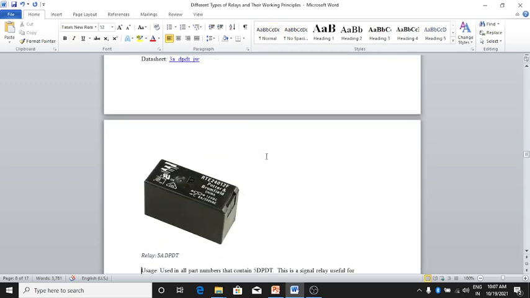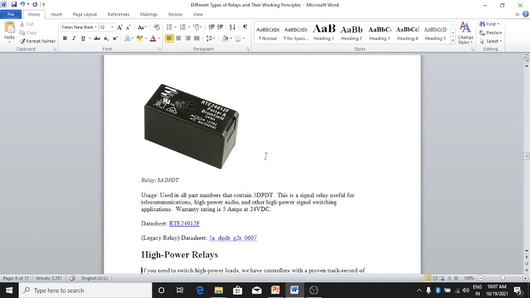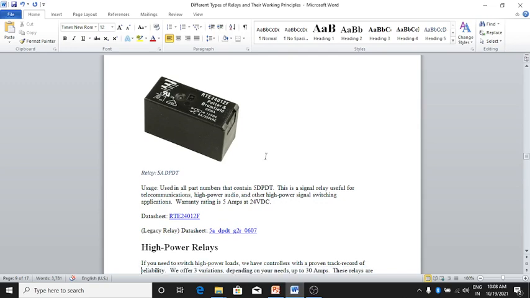Okay. This is the 5A DPDT used in all part numbers that contain 5 DPDT. This is a signal relay useful for telecommunication, high power audio, and other high power signal switching applications. The rating is 5 ampere at 24 volt DC.